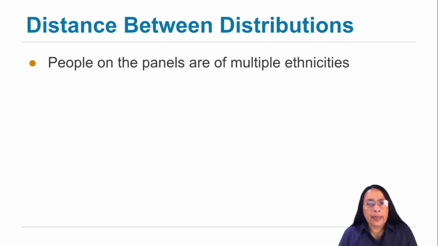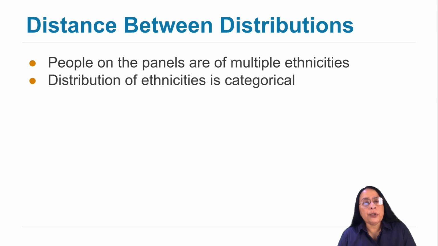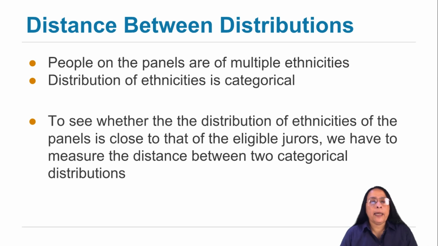The people on the panel are of multiple ethnicities. We have 5 categories, not 2, and we have to compare all 5 in one distribution and another. The distribution of ethnicities is categorical with multiple categories. So we need a distance between two categorical distributions.